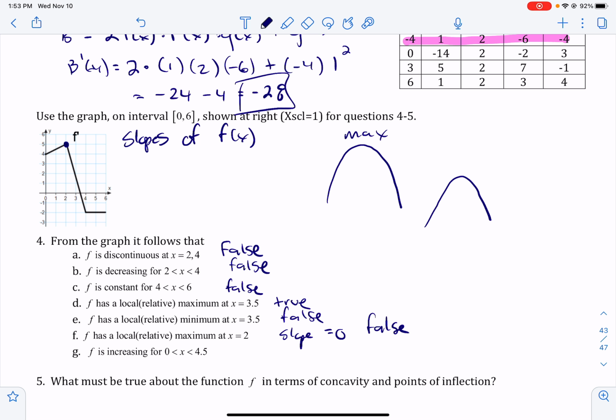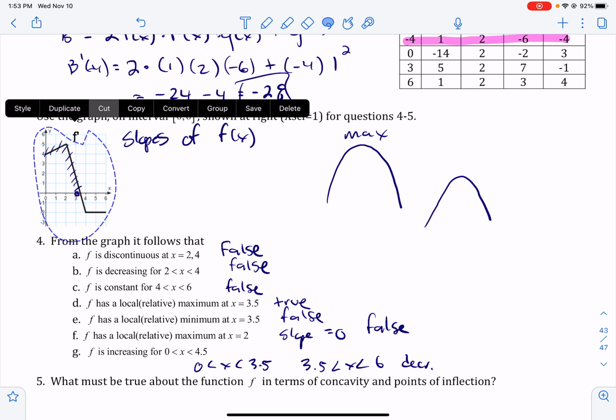And then G: f is increasing from 0 all the way to 4.5. So from 0, as I go along, I have positive slopes. But when I get to 3.5, my slopes become negative values. So f is not increasing. It is increasing from 0 till 3.5, but from 3.5 all the way up to 6, I'm actually decreasing because I have negative slopes.